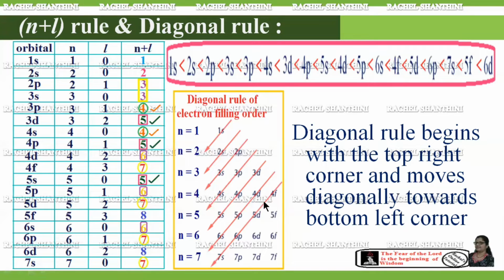After 6s, again we have to move to the top right corner. Next diagonal line, we have 4f, then 5d, then 6p and 7s, right? That's what we have written, 4f, 5d, 6p, 7s, and it will go on like this. So this diagonal rule of electron filling order is in accordance with the n plus l rule. So we can easily memorize this increasing order of energies of various orbitals using this diagonal rule of electron filling order.